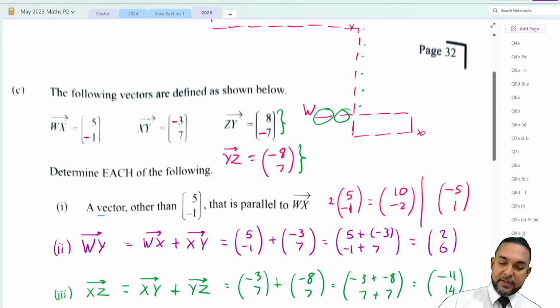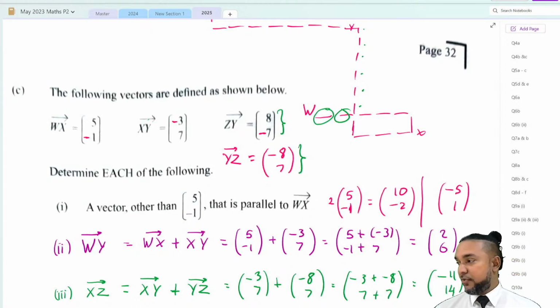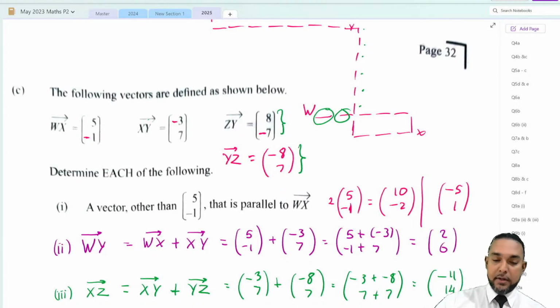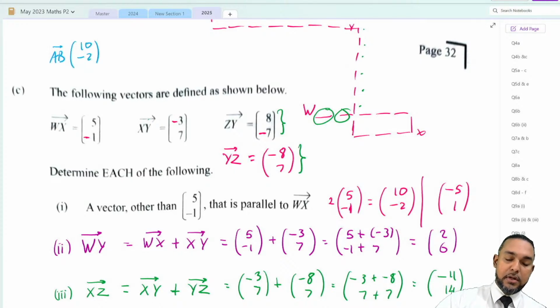Yeah. So a vector other than this, which is parallel to WX. So WX is this vector, right? Parallel vectors. When vectors are parallel, they're said to have a scalar relationship. What that means is one vector is simply a multiple of the other. So for example, if I had some other random vector off in space somewhere, let's just say AB, and AB had components, let's say 10 and minus 2. Now you'll notice that you could actually pull out 2 like a common factor. And when you divide, you get 5 minus 1. And 5 minus 1 is WX. So this is literally 2 multiplied by WX.